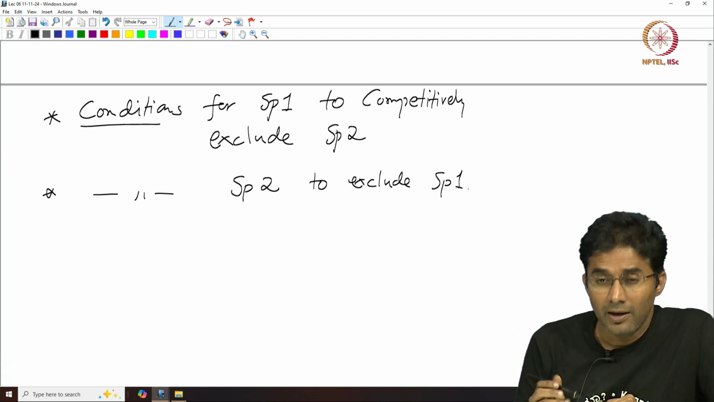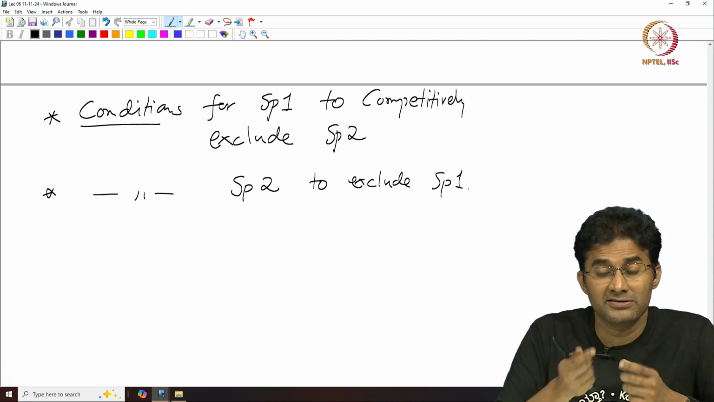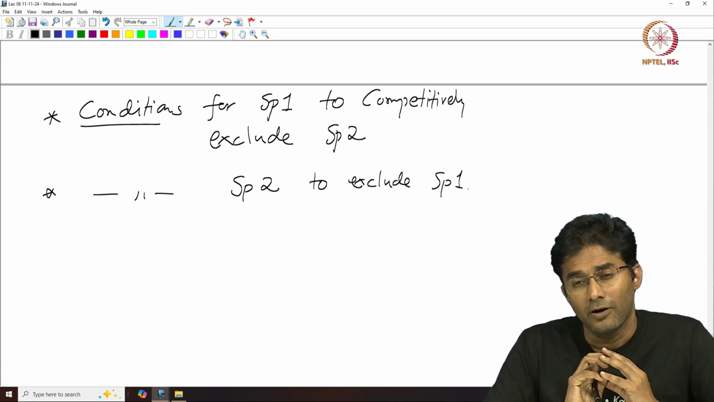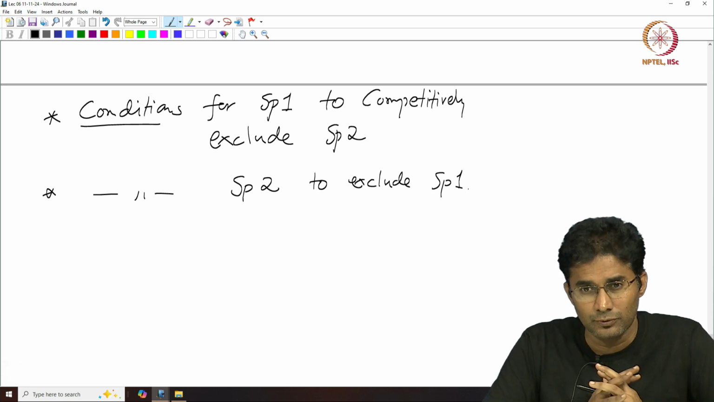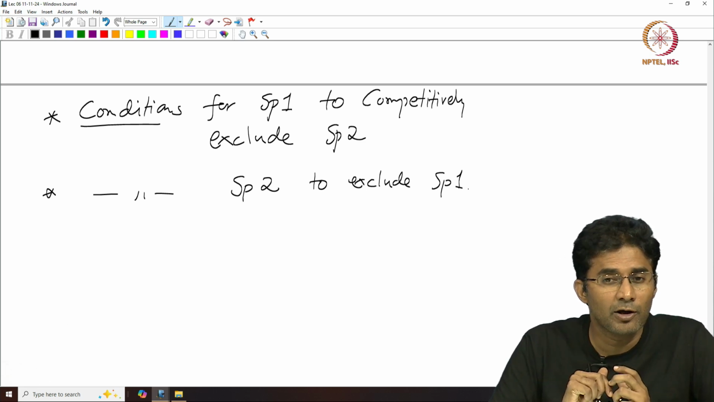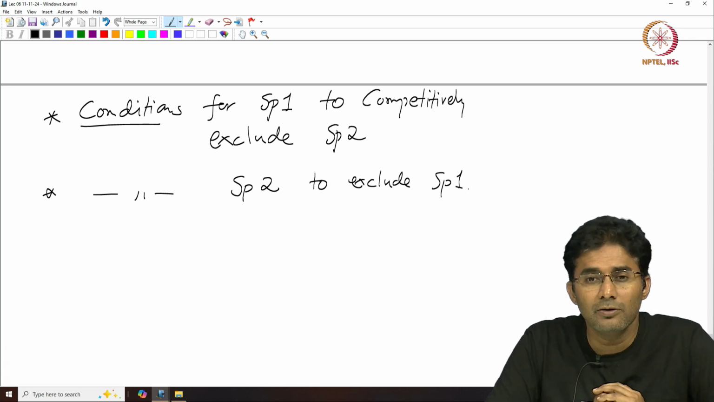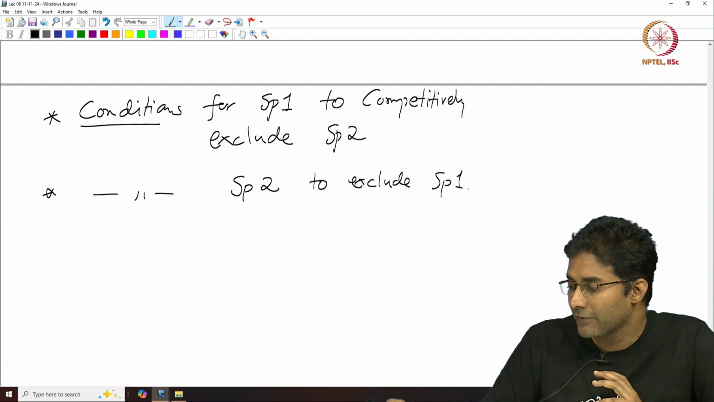And of course, that is insufficient. The second condition you will have to look for is, once the system is in an equilibrium of only species 2, can species 1 invade or not? It should not be able to invade. That is when we can conclude that species 2 can completely exclude species 1.